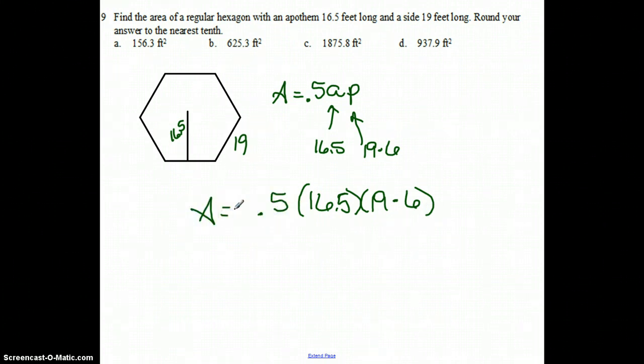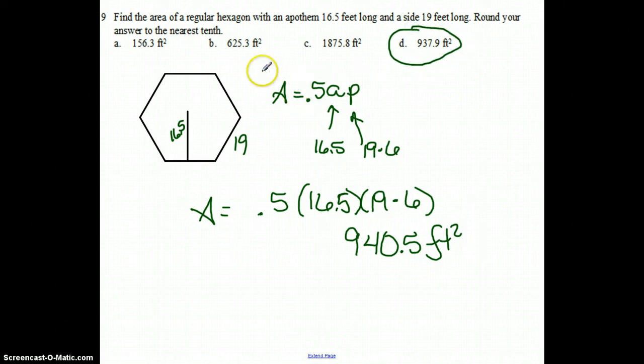So if I did 0.5 times 16.5 times 19 times 6, I end up with 940.5. It's going to be feet squared. And the closest to that would be this one, so that's going to be the answer.